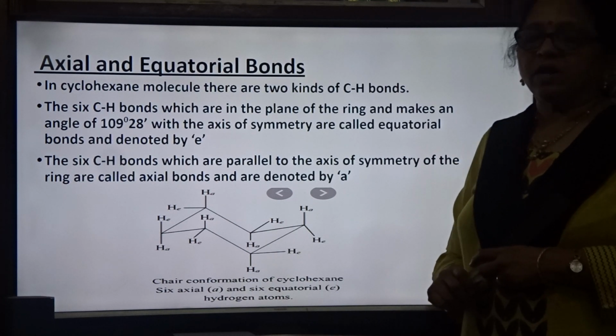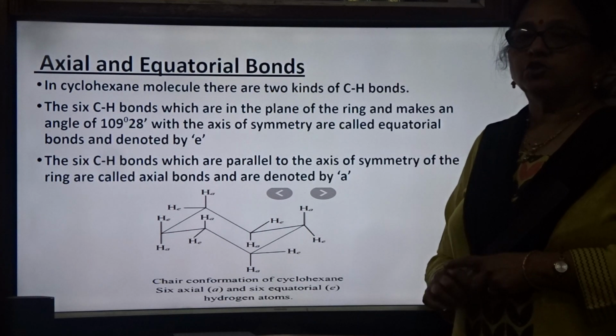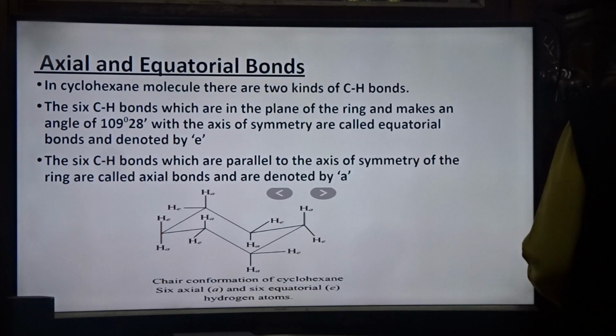This is a 4-mark question, and it is asked: explain the conformation of cyclohexane. So you have to write all these points.